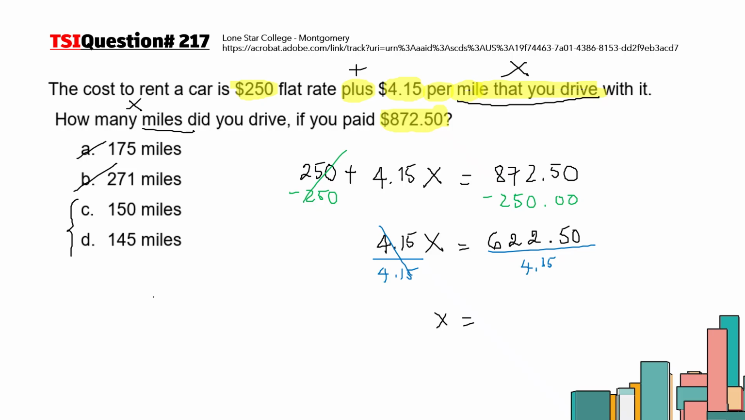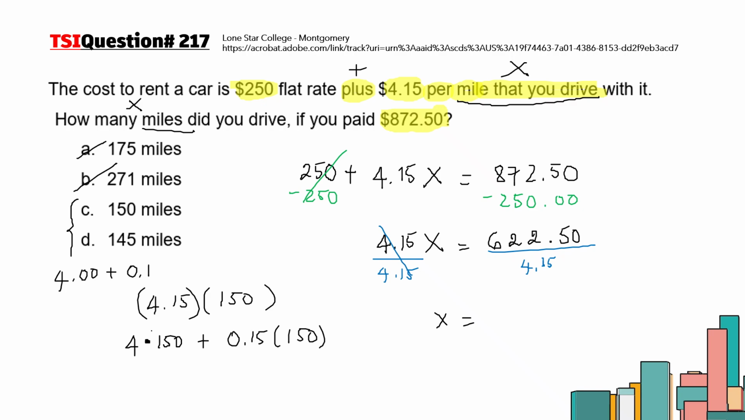Okay, so if I take 4.15 and then multiply by 150, I can break this one into two. I would do 4 times 150 and 0.15 times 150. I break 4.15 into 4.00 and 0.15. I break it down like that, so I don't need the calculator to work on it.